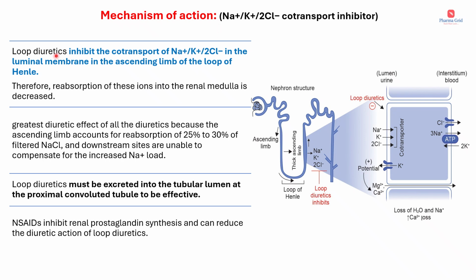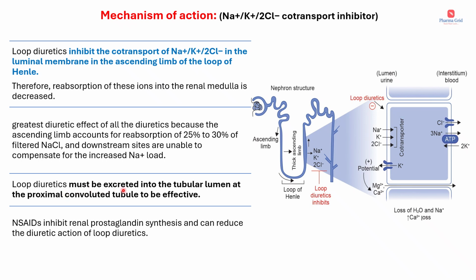Mechanism of action of loop diuretics. Loop diuretics inhibit the co-transport of Na+, K+, 2Cl- in the luminal membrane in the ascending limb of the loop of Henle. Therefore, reabsorption of these ions into the renal medulla is decreased. In summary, loop diuretics mainly act on the thick ascending limb of the loop of Henle and they are Na+/K+/2Cl- co-transporter inhibitors, and they have the greatest diuretic effect of all other diuretics because the ascending limb accounts for reabsorption of 25 to 30% of filtered sodium chloride and downstream sites are unable to compensate for the increased sodium load.